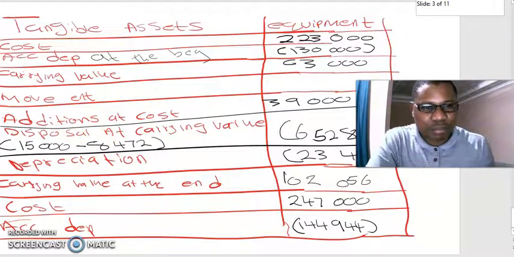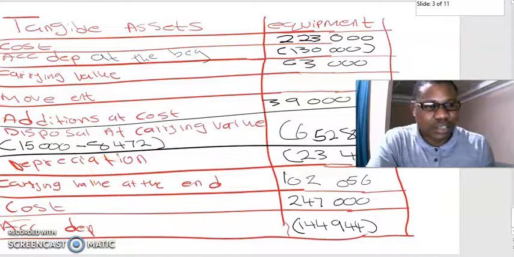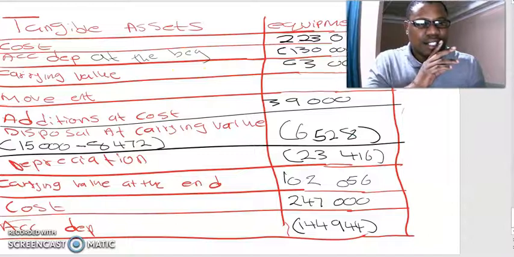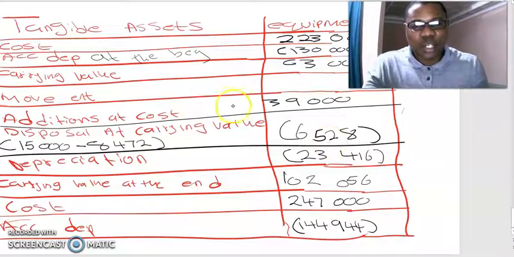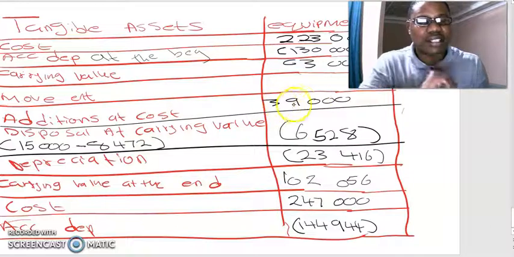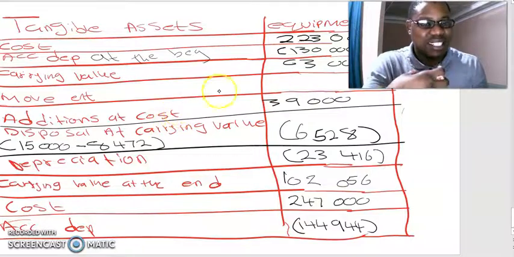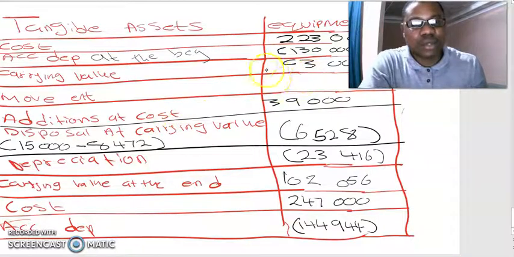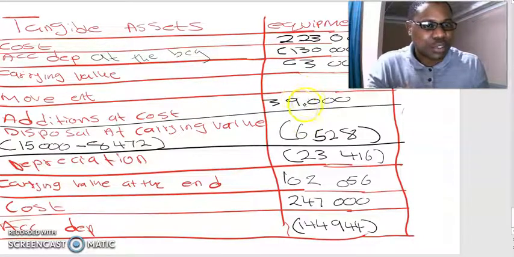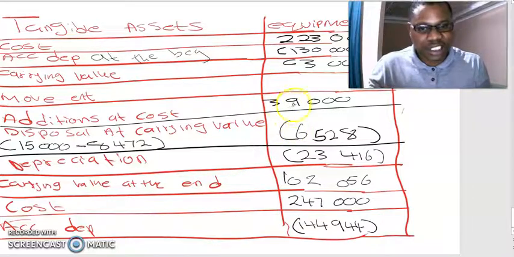Let me move this up here, sorry for that, because we're done with that part and now we can focus here. What happened is that we bought the asset. We bought equipment that cost us 39,000. Therefore that is going to be our addition. And because we are adding and our equipment is affected positively, we don't put this into brackets, because the asset is affected positively.